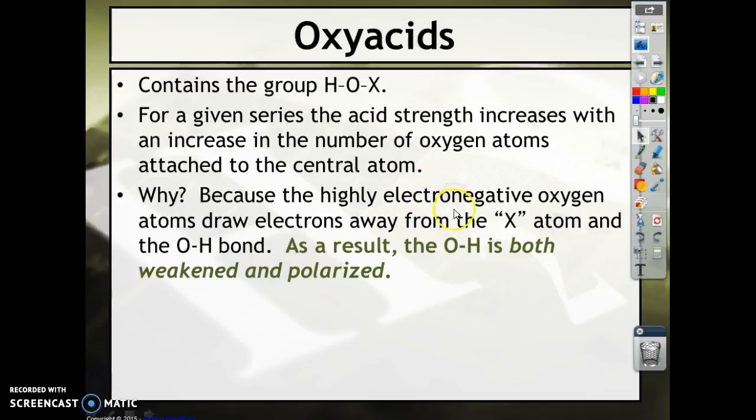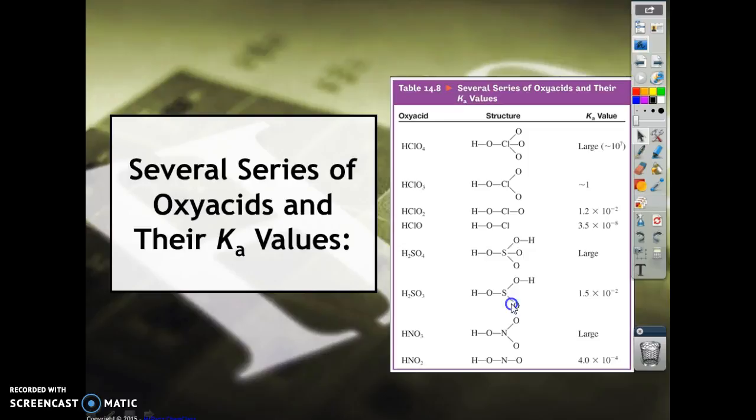Why does that happen? Because oxygen's really electronegative, and it takes these electrons away from the X and from the OH. So it's really easy to bust this OH off of there in order to create an acid. Here's an example. HOCl is less strong than HClO2, which is less strong than HClO3, which is less strong than HClO4 because of all these oxygens stealing away electrons. Okay, so here are just some examples of how our Ka changes.